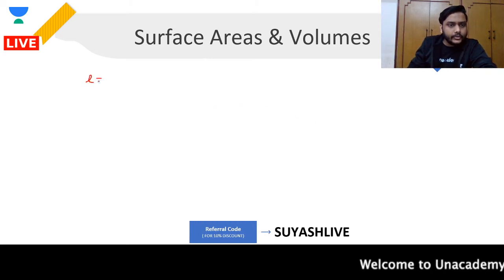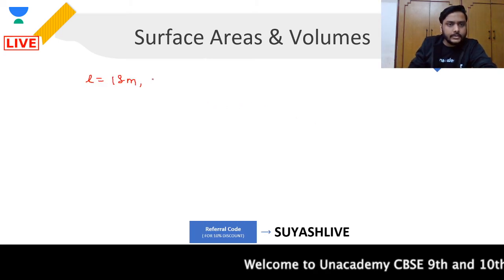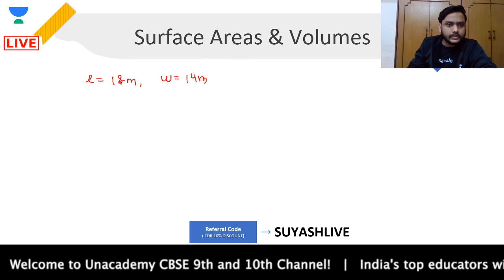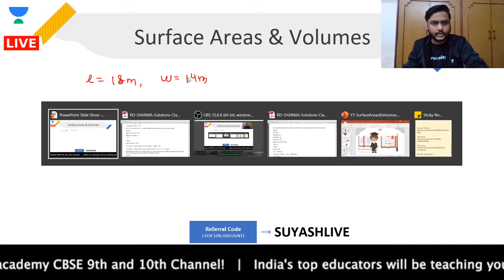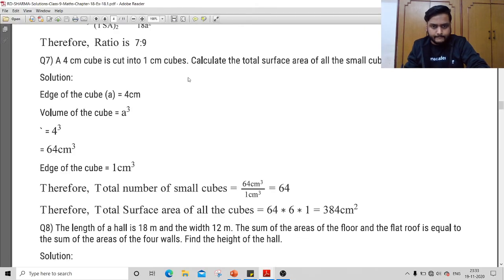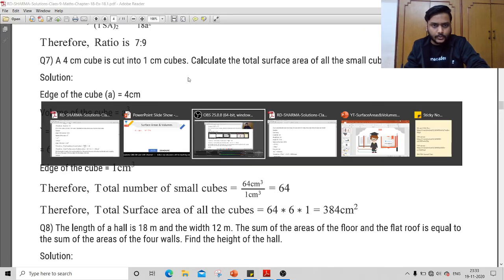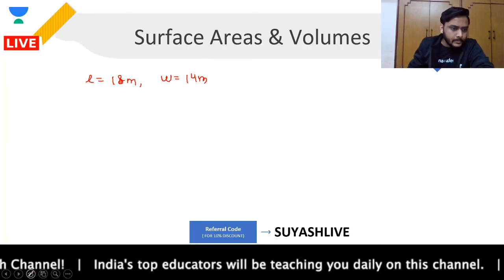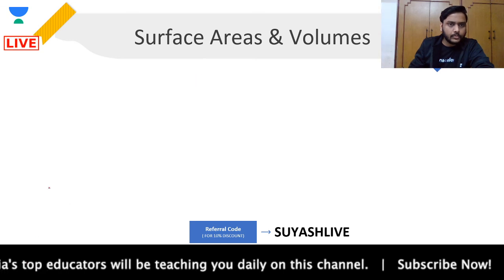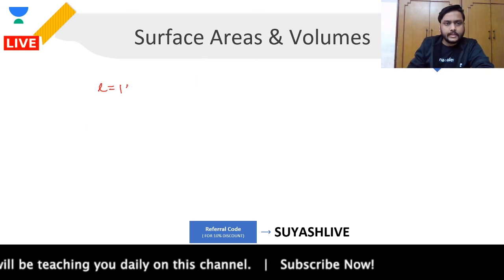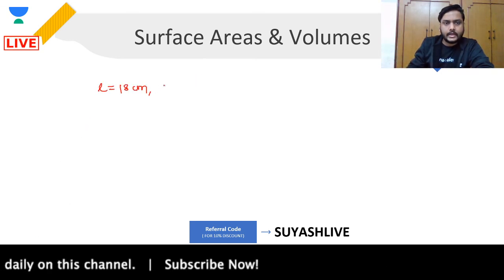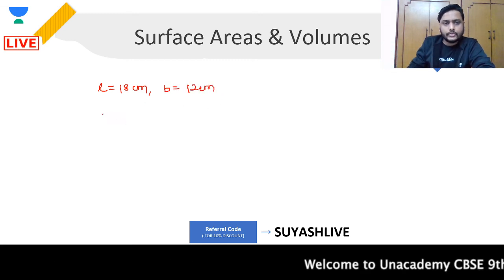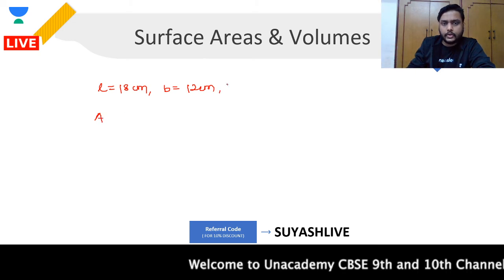So guys, the length of the hall is given as 18 meter and the width of the hall is given as 14 meter. Am I correct? It's 14, right? Not 12. It's 12. Yeah, cool. So I will simply say length is equal to 18 and breadth is equal to 12. Now it is given that the area; I take the height as h.